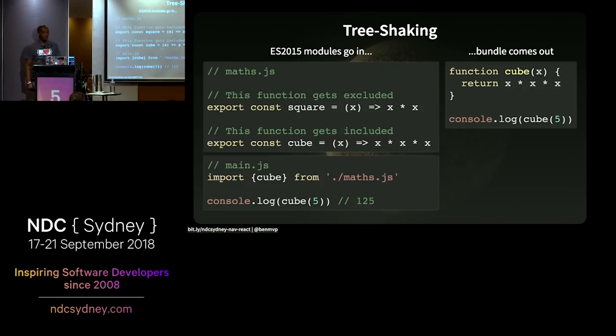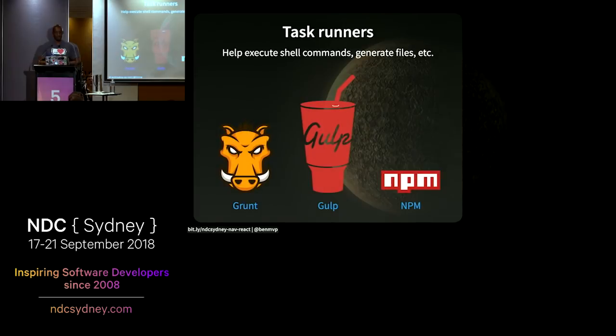So if you're maybe using something like Lodash and using its module version, if you're only using one function out of there, then you can have a much smaller bundle than if it included everything. So that's pretty cool. And now a lot of the modern bundlers use that. So then there's task runners like gulp and grunt, and then npm scripts as well.